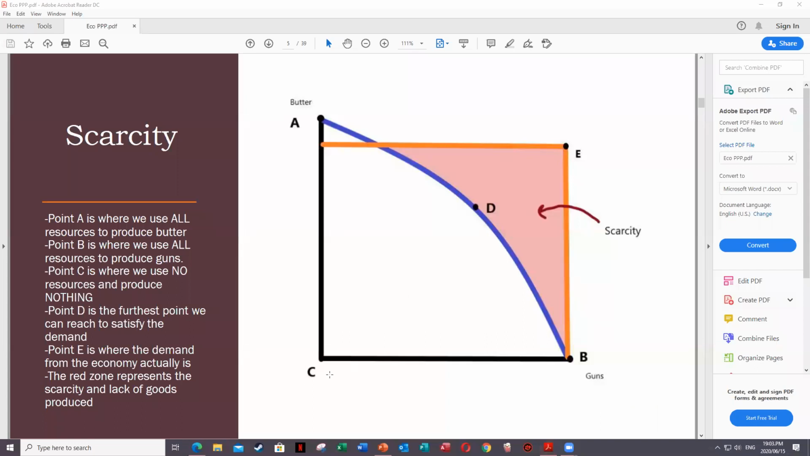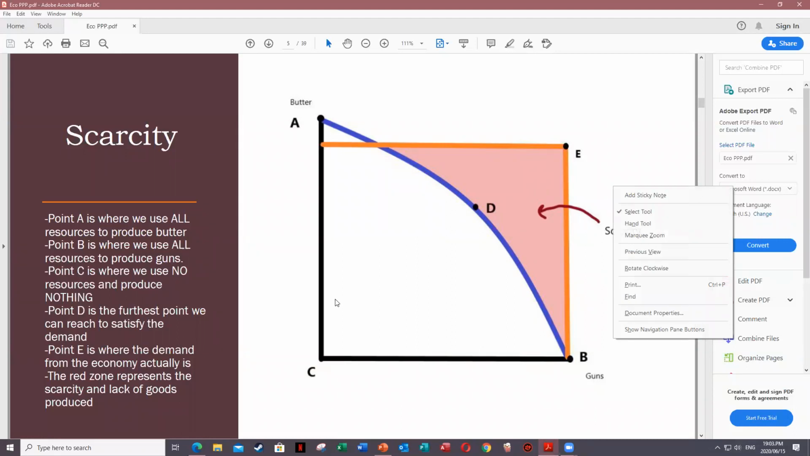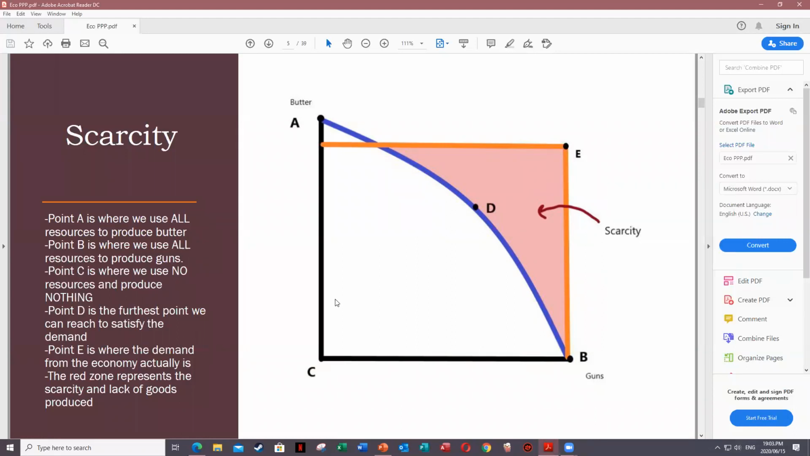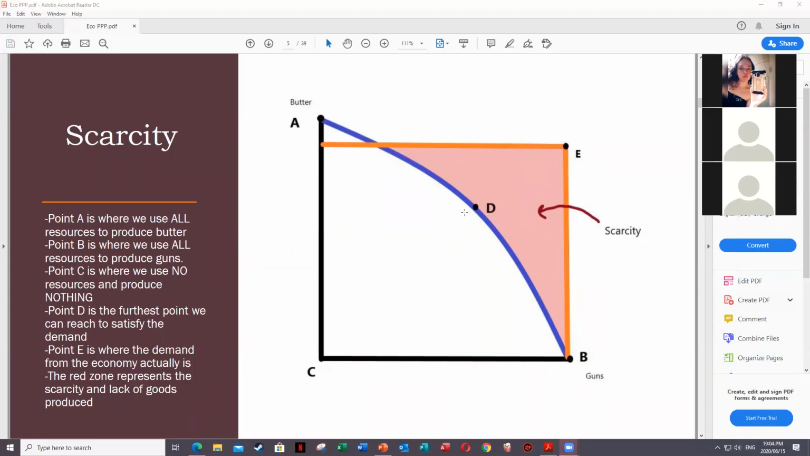And then obviously point C here is where we're producing nothing. We're not using our resources to produce anything. And this purple line here is your production possibility curve. It represents the most that we can produce. We can produce anywhere at any point below this, but not past it, because we don't have the resources to produce past it. And we see here that the demand is actually at E, which is past our curve, so we can't actually produce that.